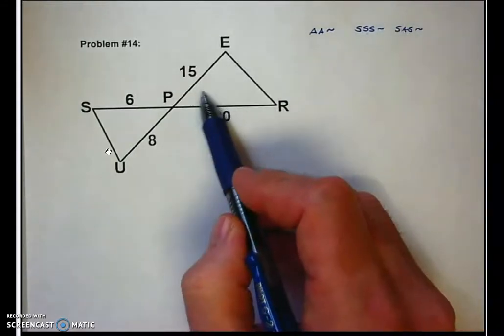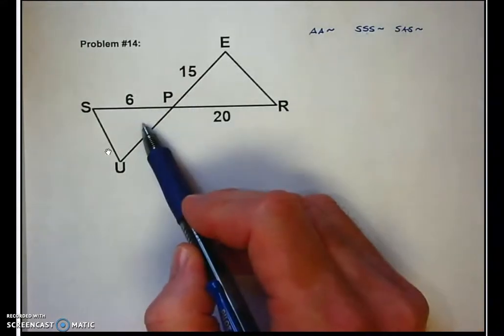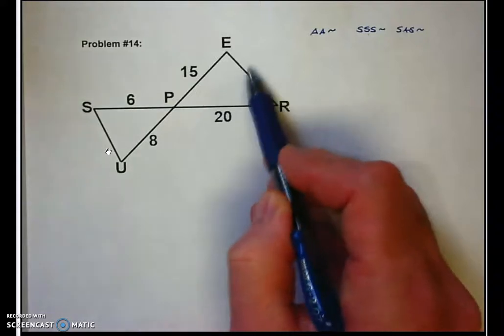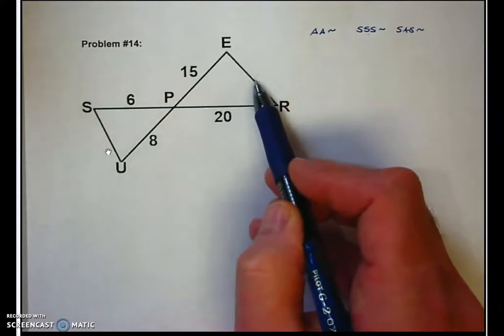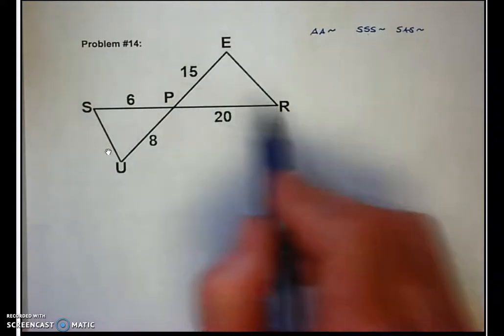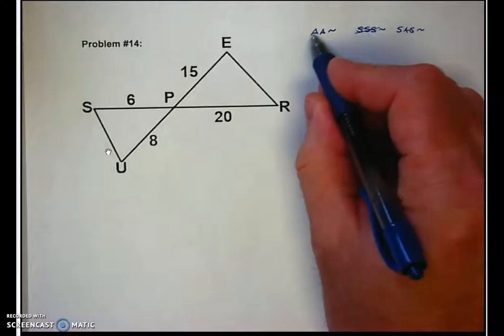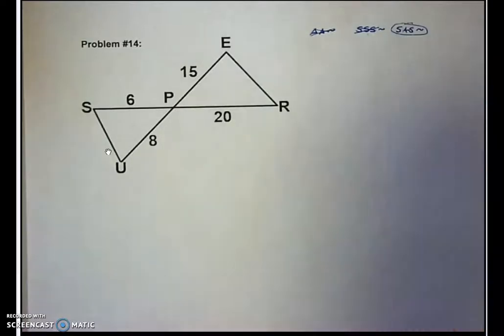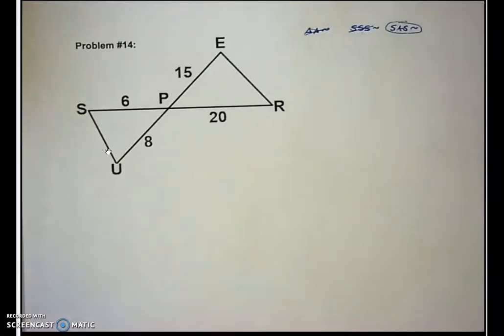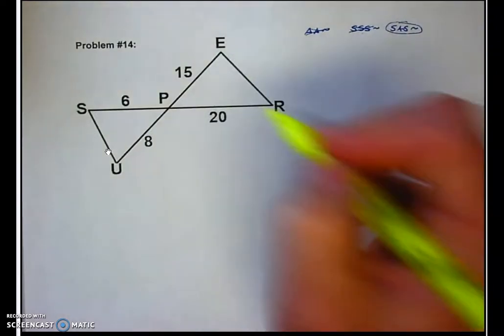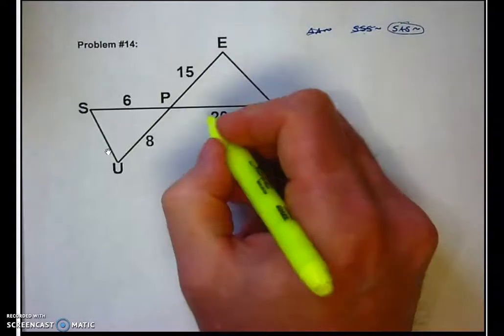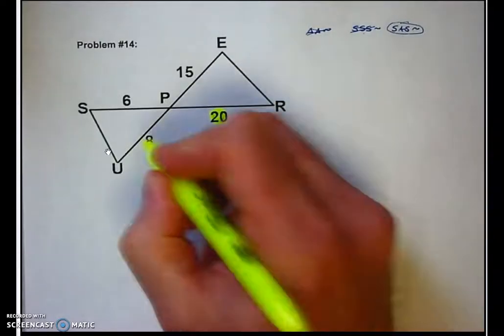Now, if these triangles were right triangles, then we could find that third side by using the Pythagorean theorem. But there's no evidence that these are right triangles. So I'm going to guess this is probably going to be SAS similarity. But let's see if that's the case. I guess the first thing I'm going to do is find which sides correspond to which other sides. So 20 is the biggest side, so is 8.